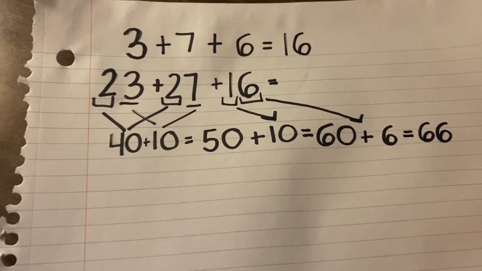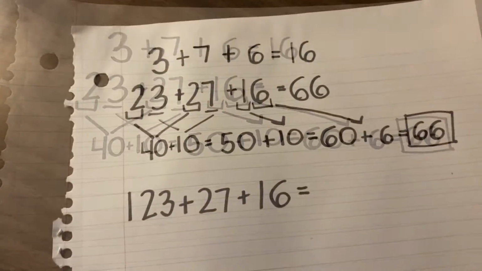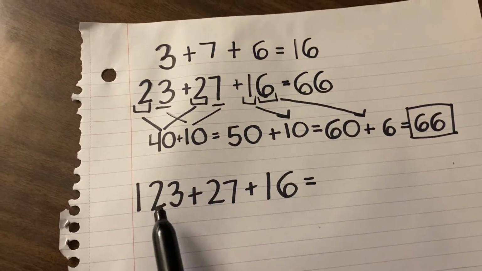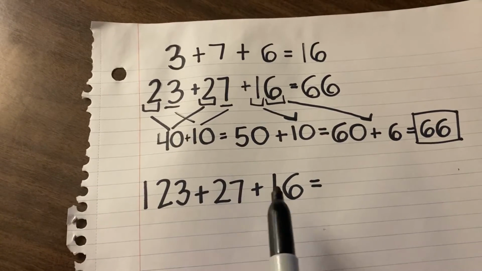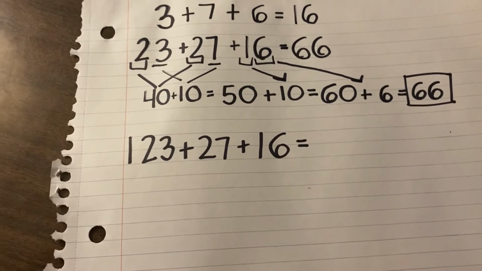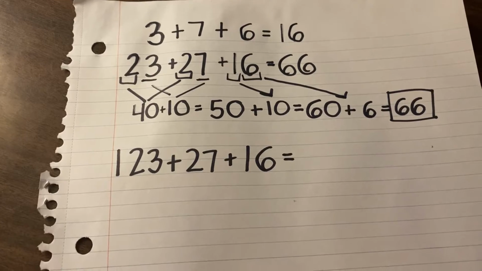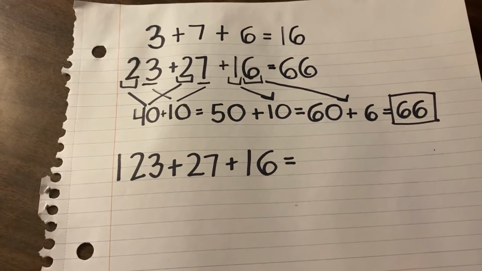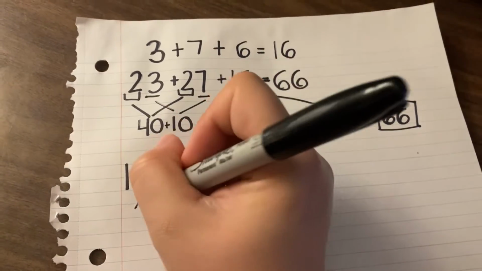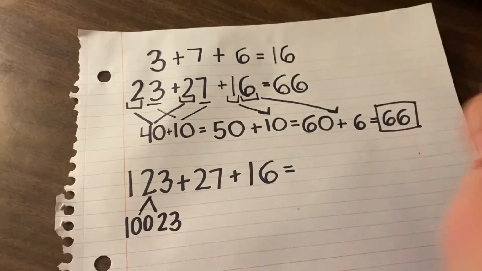You may have used a different strategy, but as long as we all came up with our answer being 66, that's great. What if we slightly change this problem to become 123 plus 27 plus 16? Go ahead and whisper with your neighbor quickly how this problem is going to change. So we can think of our 123 as a 100 and a 23. That's our number bond for this number.